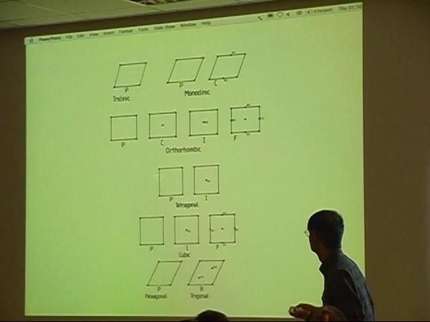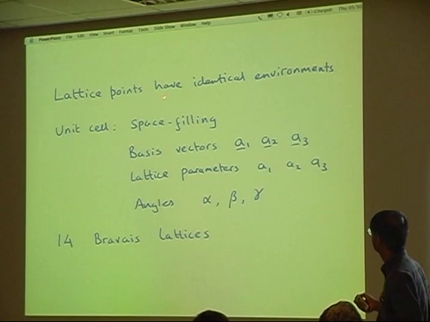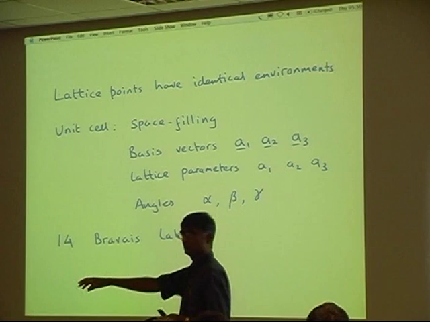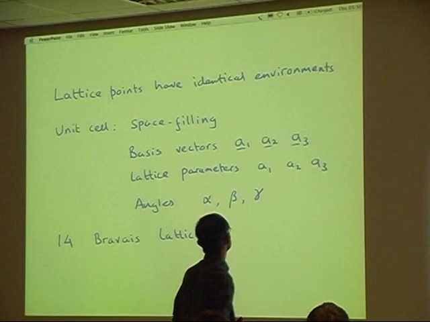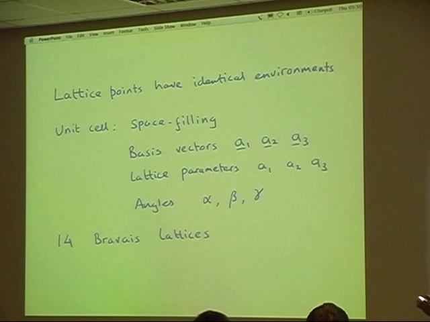Okay, so to summarize, lattice points have identical environments. That means if I move from one lattice point to another lattice point, then I don't see any difference at all. So they have identical environments. A unit cell must fill space. So when I put one unit cell on top of another, there mustn't be a hole left. And we define a unit cell with the help of three vectors, whose magnitudes are the lattice parameters, A1, A2, and A3. And the angles are alpha, beta, and gamma. And in three dimensions, there are 14 possible Bravais lattices.